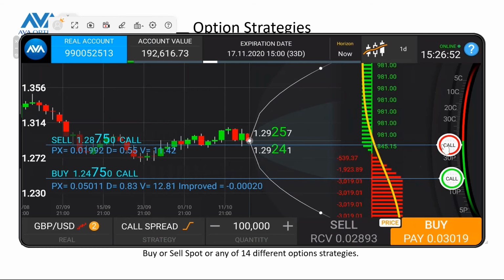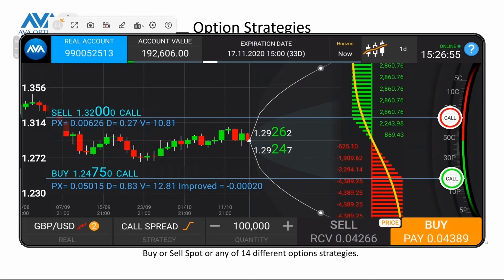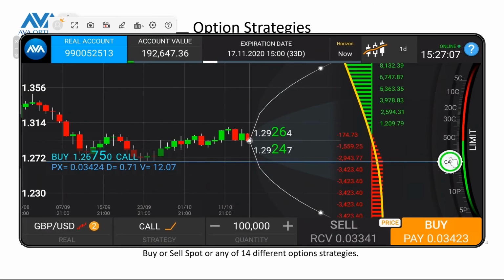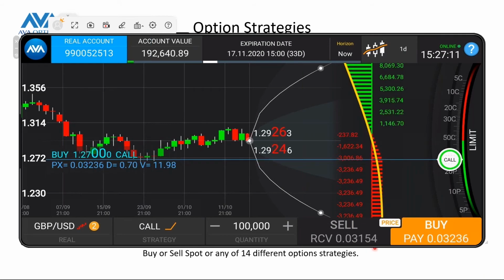So what is a call spread? This is our first strategy. Instead of just buying a call, this is a two-leg strategy. The idea here is if you just buy a call, it's going to be rather expensive. Let's say we look at this 1 month call struck at 127. It costs 320 pips, because remember, it's already in the money.